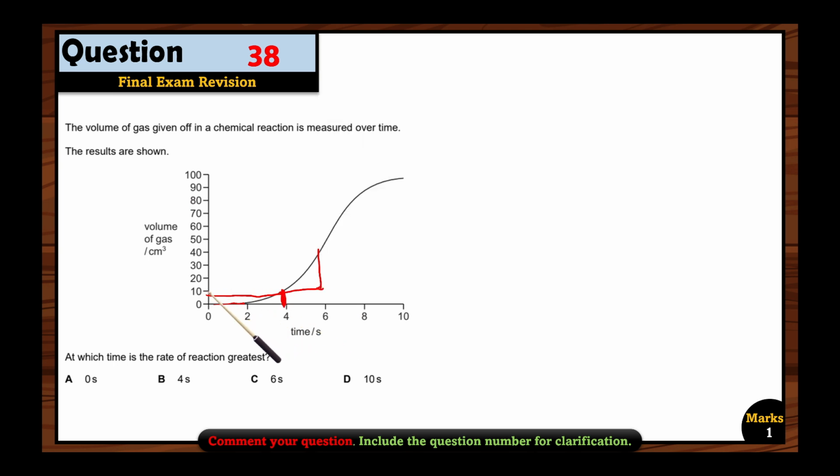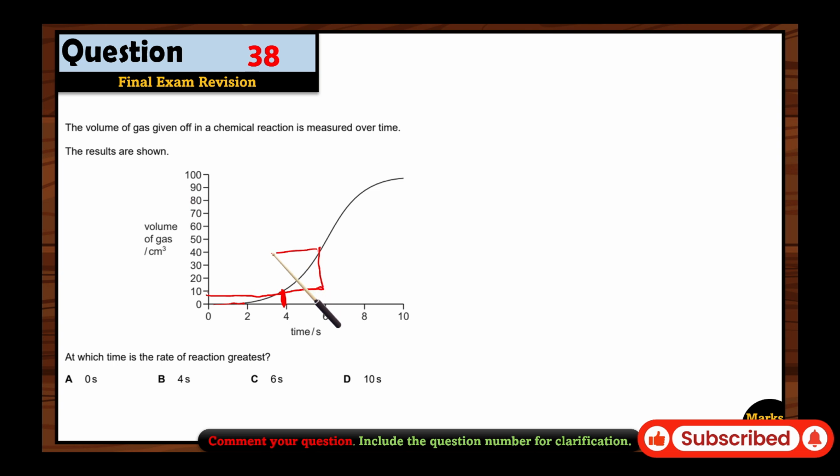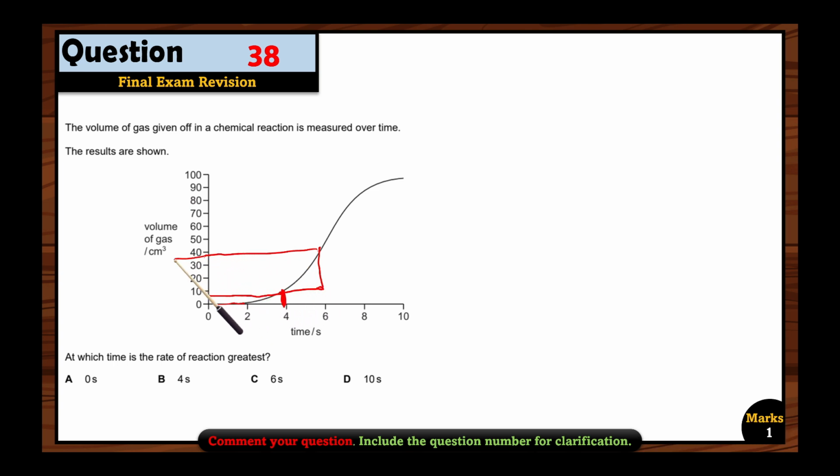Here, from 10 to almost 40. So you see a higher volume is produced between 4 to 6. So this one is the right option. 6 degrees Celsius is the right option. The rate of the reaction is the faster one here.